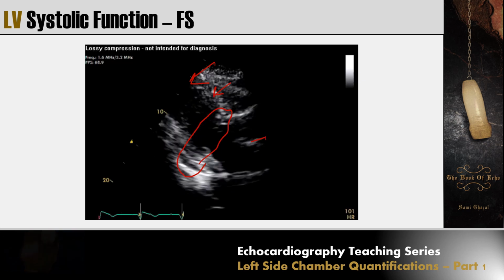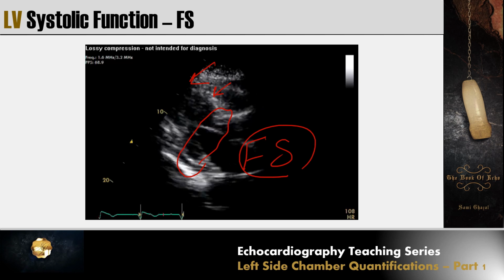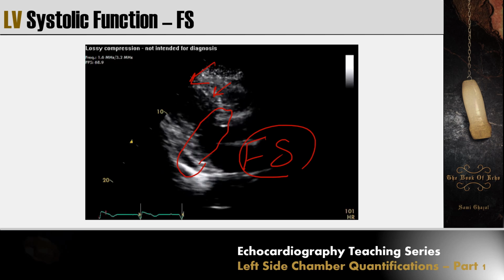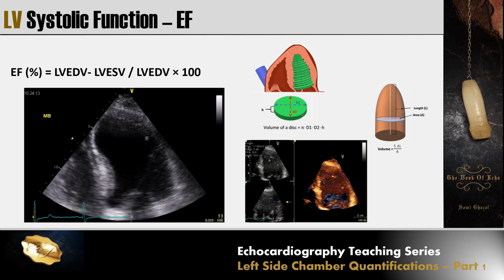So if you depend on fractional shortening for LV function here, you will say LV function is normal, but actually it is not normal at all. And instead, we have to use LV ejection fraction to estimate LV systolic function, and this is acceptable.